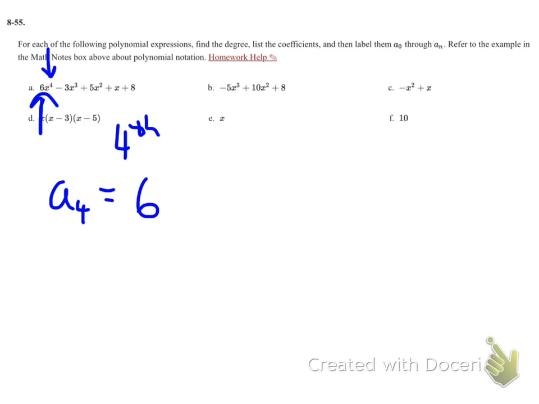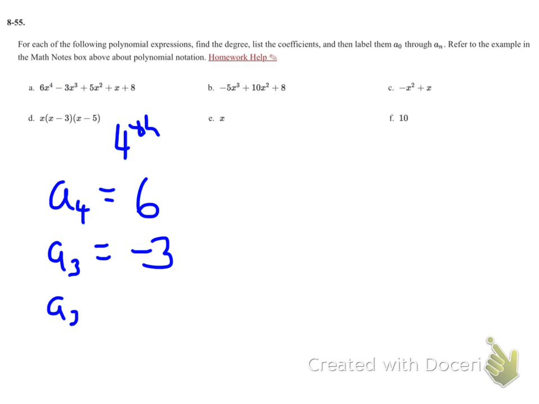because the coefficient of the highest degree that you have here is called your leading coefficient. So my leading coefficient is 6. It is a positive 6. That lets me know that I have positive orientation for this problem. Now I'm going to take a look at my next one, my a sub 3. That coefficient is a negative 3. So look, there is a negative 3.